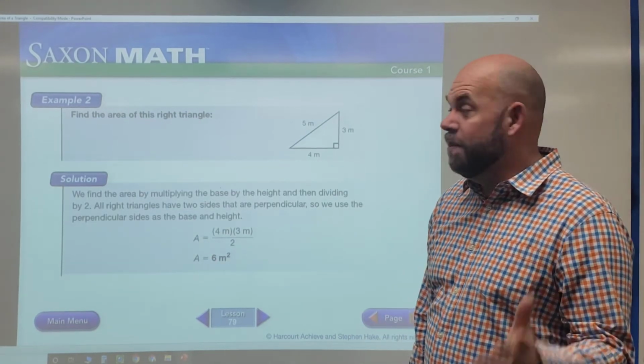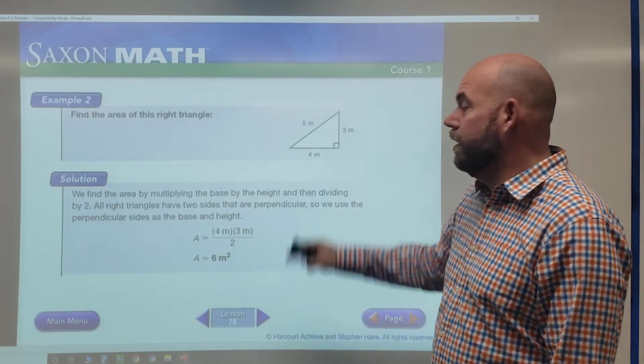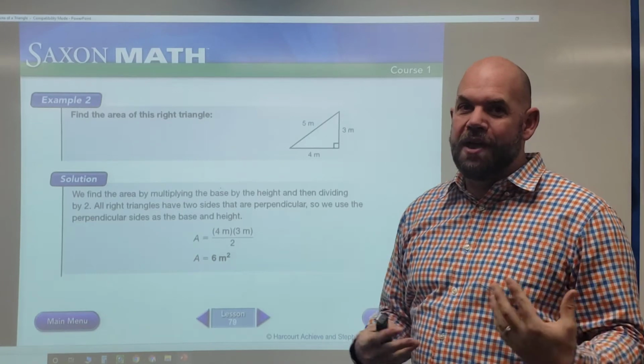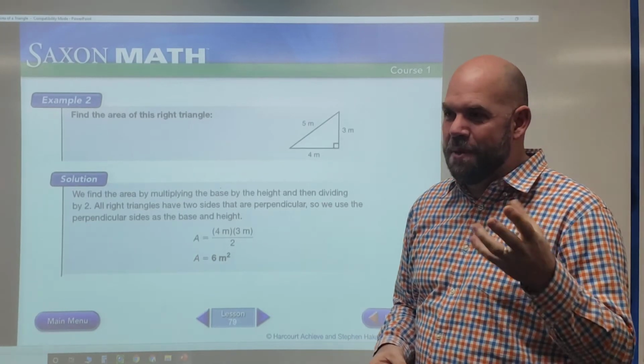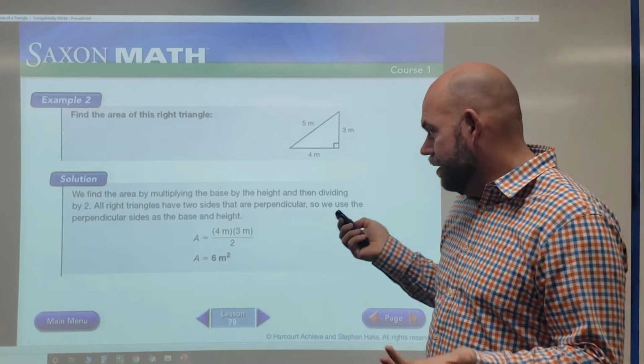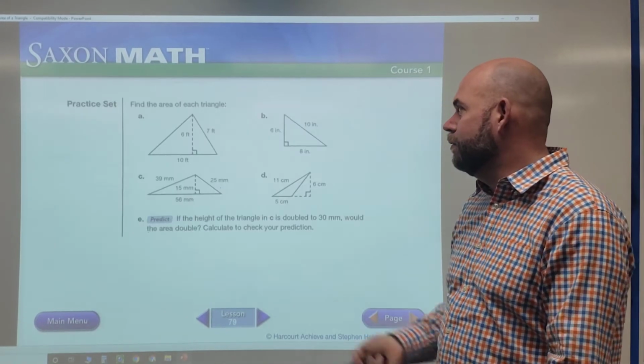A lot of you are just going to mess that up, and you're just going to be like, base times height, 12 meters squared, ka-ching. That's not correct. In a triangle, it is 1/2. You just have to remember a triangle is 1/2 of a square or 1/2 of a parallelogram. If you can remember that, this is so easy.